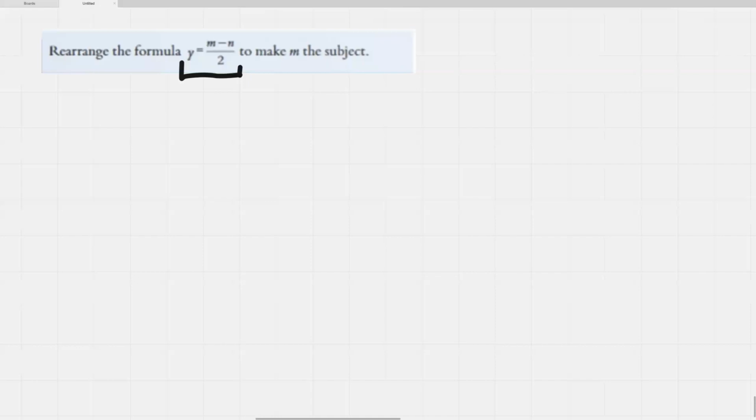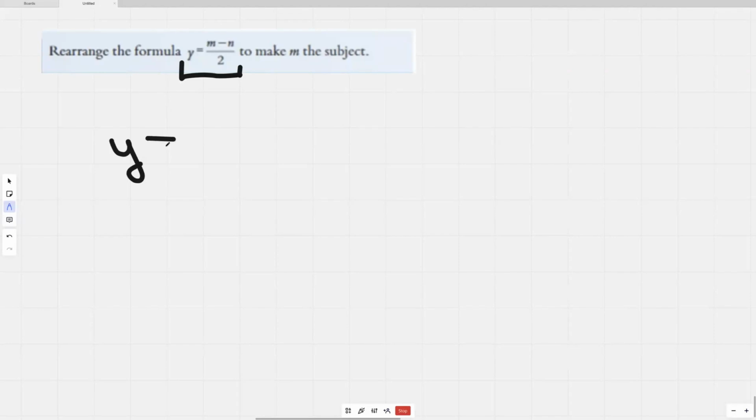The idea is this, and we have to use our imagination to find m. How can we find m? By adding something to both sides, multiplying something to both sides, and like this. So let's start to solve this question.